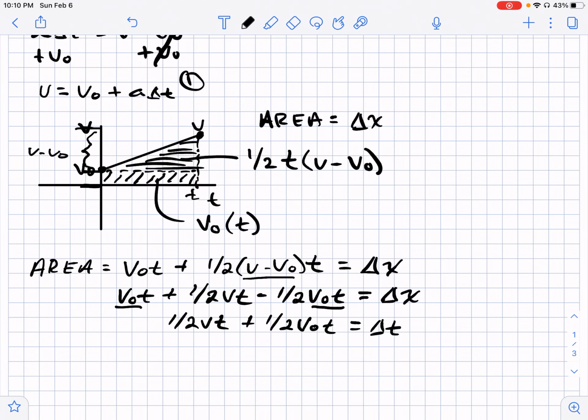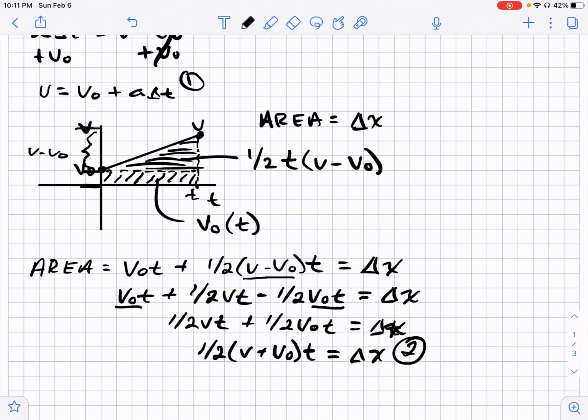Okay, and if I look at this, both of these terms here have a 1/2 in it, and they both have a T in it. So we can go ahead and pull that out, and I would be left with 1/2 (V plus V naught) times T, and that's equal to delta X. I need to rewrite that one a little bit better. And this right here is going to be your second kinematic equation.